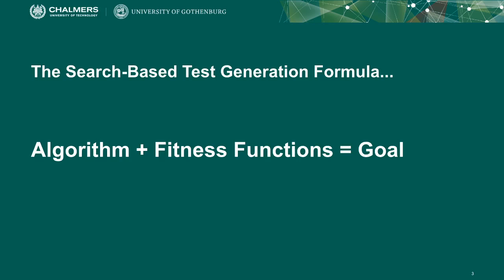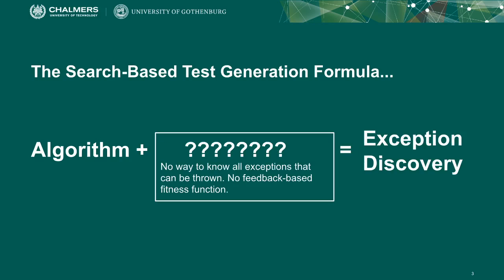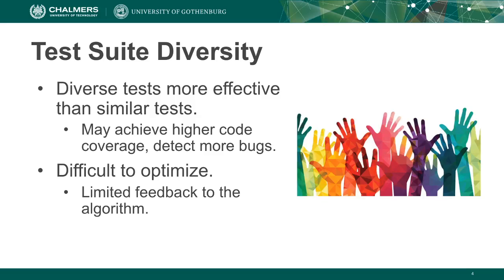For example, what if our goal is exception discovery? Well, we cannot know ahead of time all the possible exceptions a class can throw. Further, while we can do things like count exceptions and try to optimize that count, the results of test generation are poor because that simple count doesn't give us the fine-grained feedback the algorithm needs.